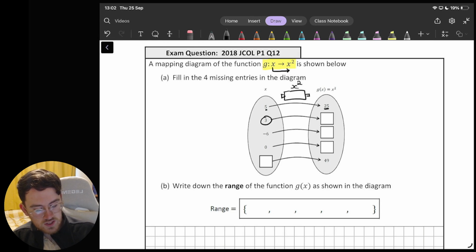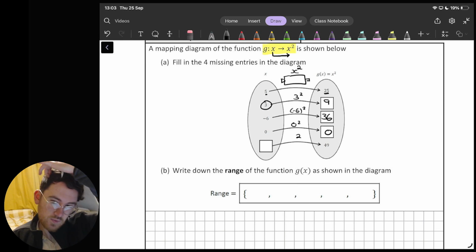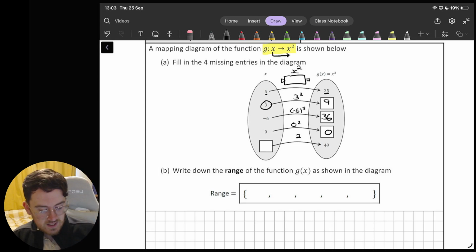So if 3 goes into the function and gets squared, it's 3 squared, so we get 9. -6 goes into the function, so that's -6 squared. Anything squared will be a positive answer, so 36. 0 squared is still just 0. On this one, we need to go the opposite direction. Something squared is 49, so the something is probably +7. It could actually be -7 as well, but let's use +7 as our answer here.